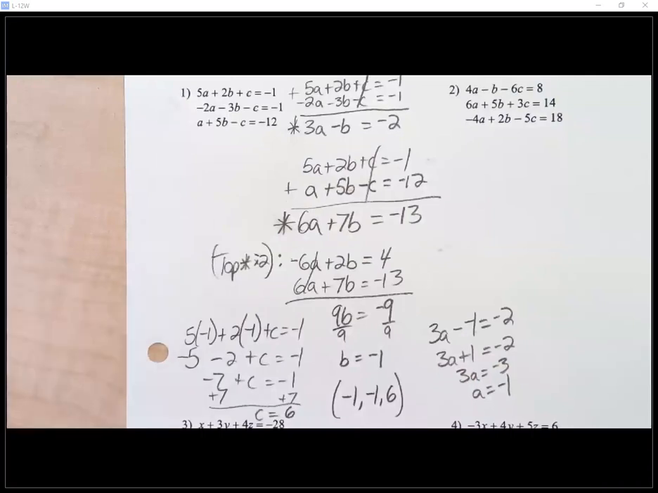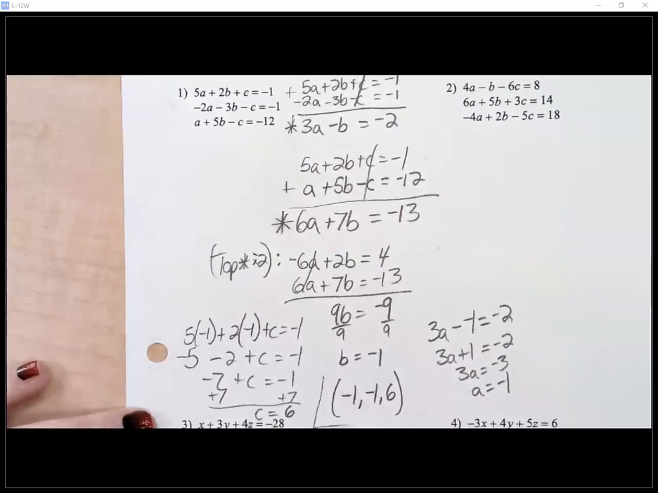Anyway, I got -1, -1, 6. Did you? What did you get? -1, -1, 6. Yeah. So this wasn't XYZ, right? It's ABC. You always put them in alphabetical order. So if it's not XYZ, just put whatever the alphabetical order would be.